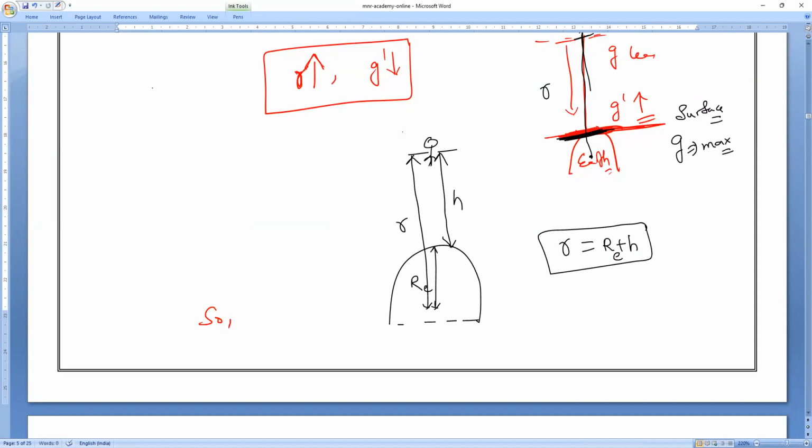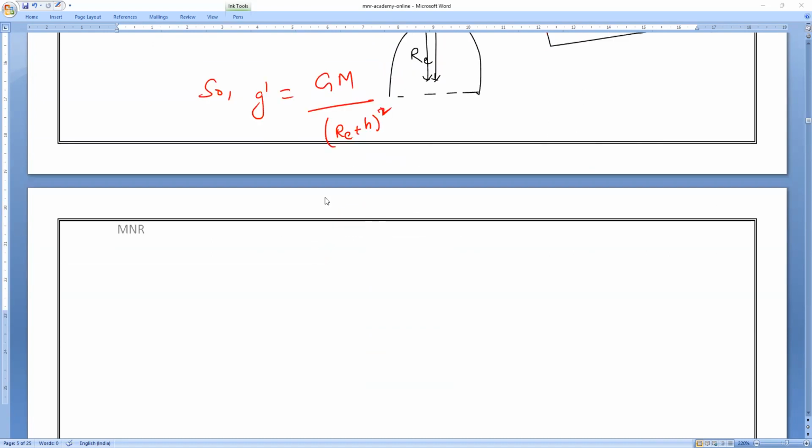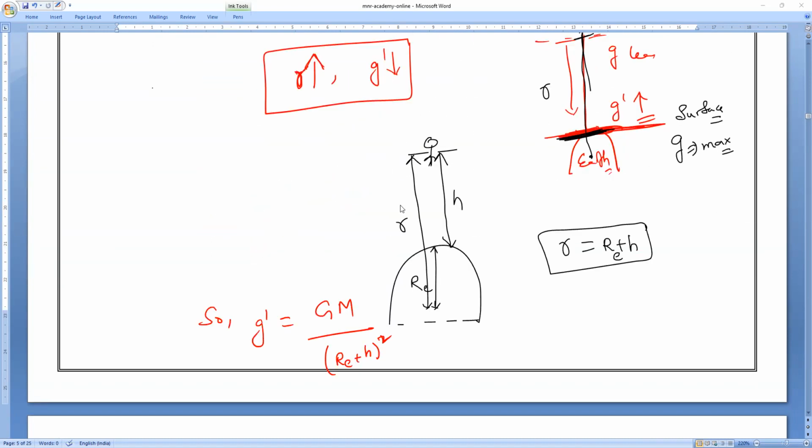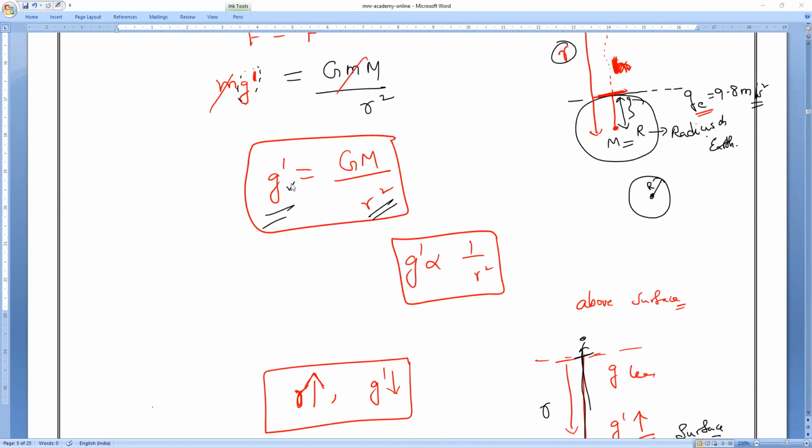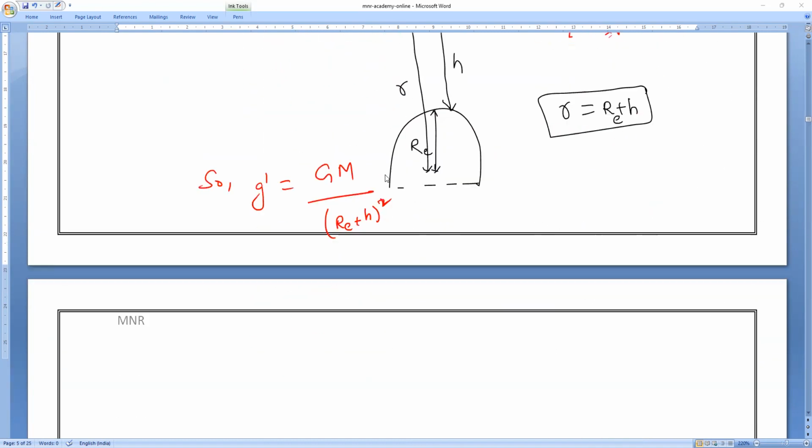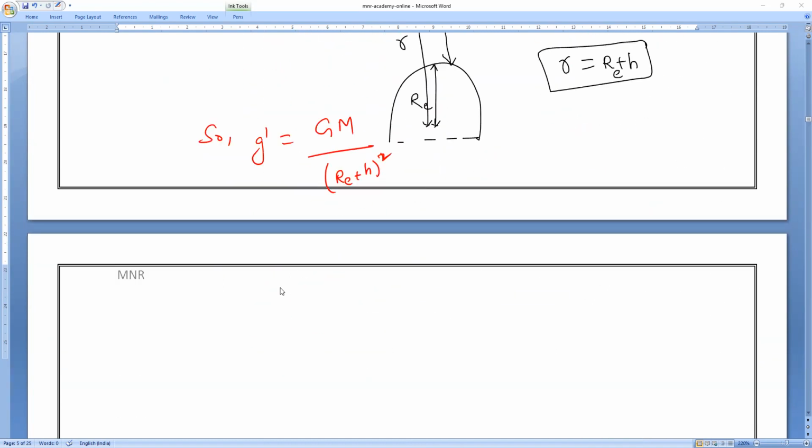So if I replace this R, then what will happen? G dash is equal to GM divided by (RE plus H) whole square. Will you all agree with me? Any problem in this? You can ask me. Okay, Pradosh? Clear? Understand, guys? Now, the first formula that you have written, everybody check it. GM divided by (RE plus H) whole square. All of you observe very carefully.